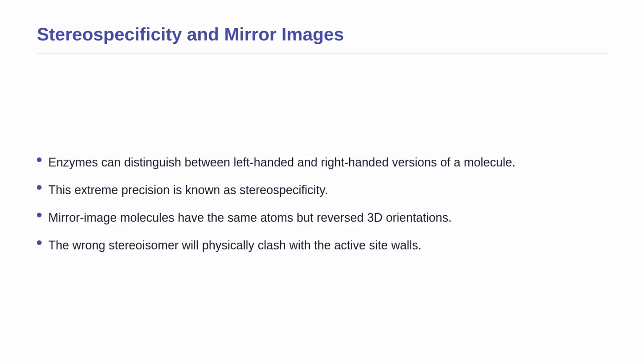Because the active site of an enzyme is a rigid, three-dimensional pocket, a mirror image molecule simply will not fit. Its chemical groups will physically clash with the walls of the active site, preventing a snug fit. Let us look at a mathematical example to see just how dramatic this physical mismatch can be.